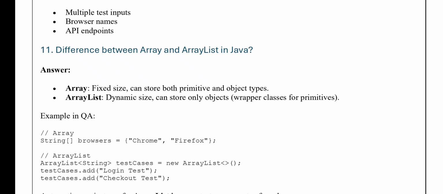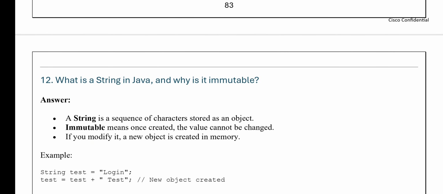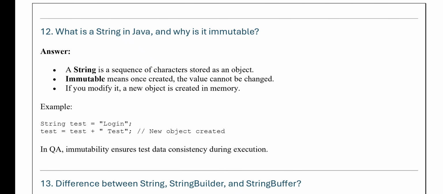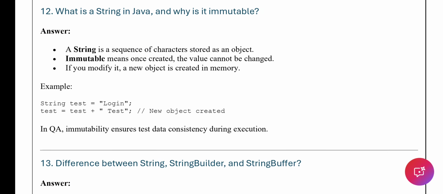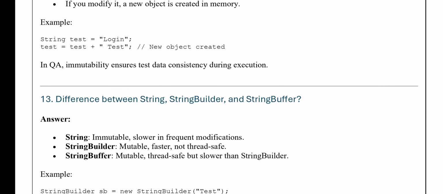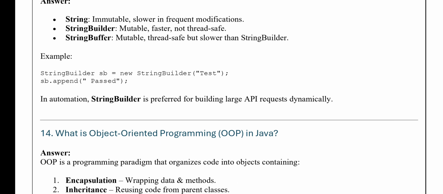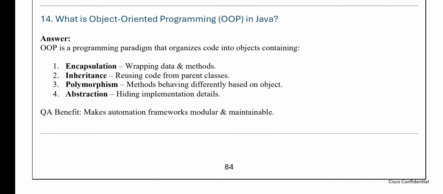What's the difference between array and array list in Java? What is a string in Java and why is it immutable? Difference between string builder and string buffer. What is object oriented programming in Java?